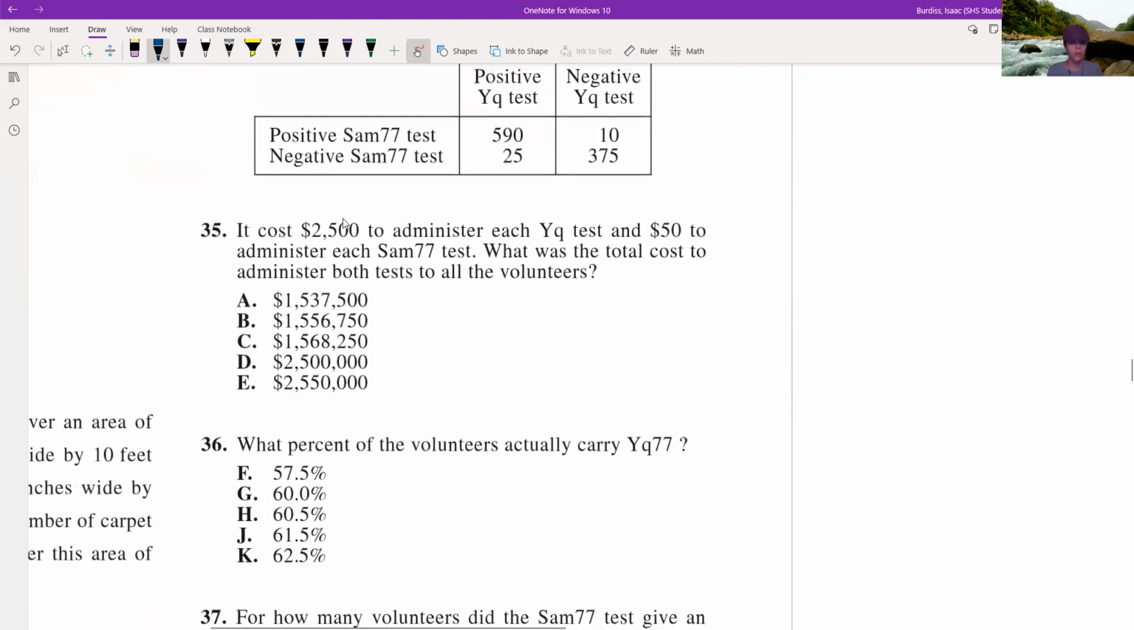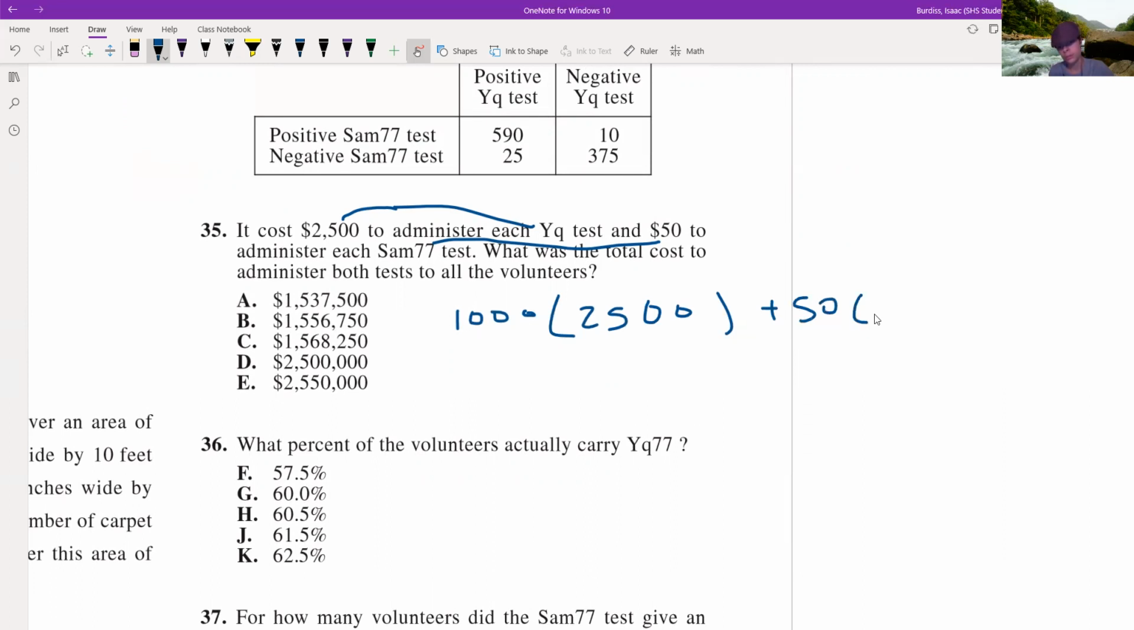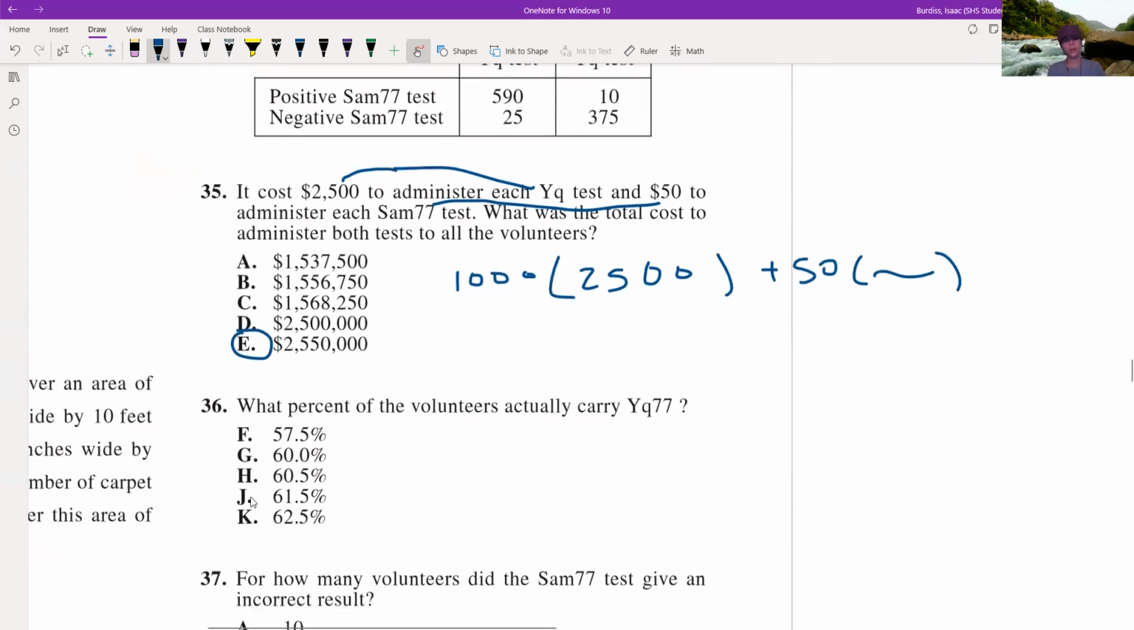It costs $2,500 to make a YQ test, and only $50 for the Sam77. What is the total cost to administer the tests to all the volunteers? There are 1,000 volunteers, it said. So you do this. You multiply it by that for the YQ, and then it said both. So now you're doing it for the SAM test, and just pretend that's a 2,500 because I'm taking time. And then that is the answer when you multiply that.